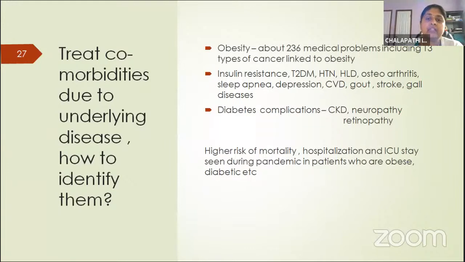Around 236 medical problems, including 13 types of cancer, are linked to obesity. That can lead to so many other issues like insulin resistance, hypertension, lipid levels going haywire, sleep apnea, depression, CVD. So if you're looking at comorbid conditions and you identify one condition that may be causing quite a few problems, it's causing a ripple effect. So you need to treat that first.